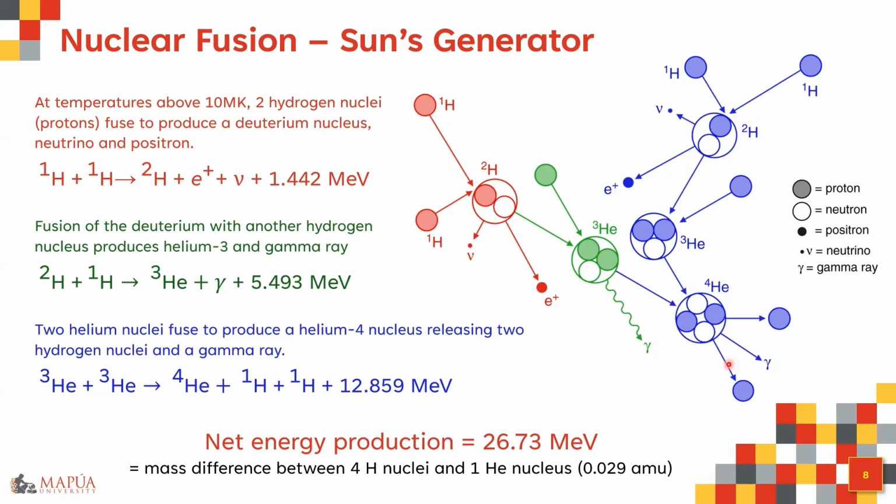But the net is that the mass difference between kasi the mass of these 2 protons will just cancel these 2 protons. So the net difference will be 4 protons and 1 He nuclei. Okay? It's about 0.029 atomic mass units. If we're going to convert this mass to energy, you will end up with this value, 26.73 mega electron volts.